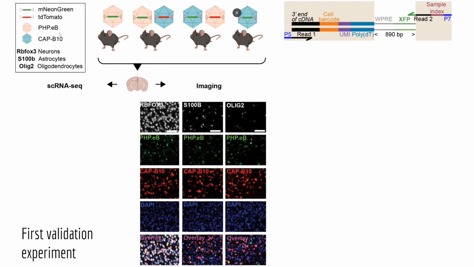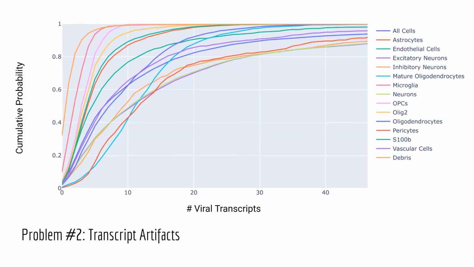And here's where the next problem came in: the single-cell RNA-seq data. So when we looked at the viral transcripts in all of the different cell types that we detected, almost 100% of the cells had some level of viral transcripts in them, and they had an extremely high level of viral transcripts, even cell types that you would never expect.